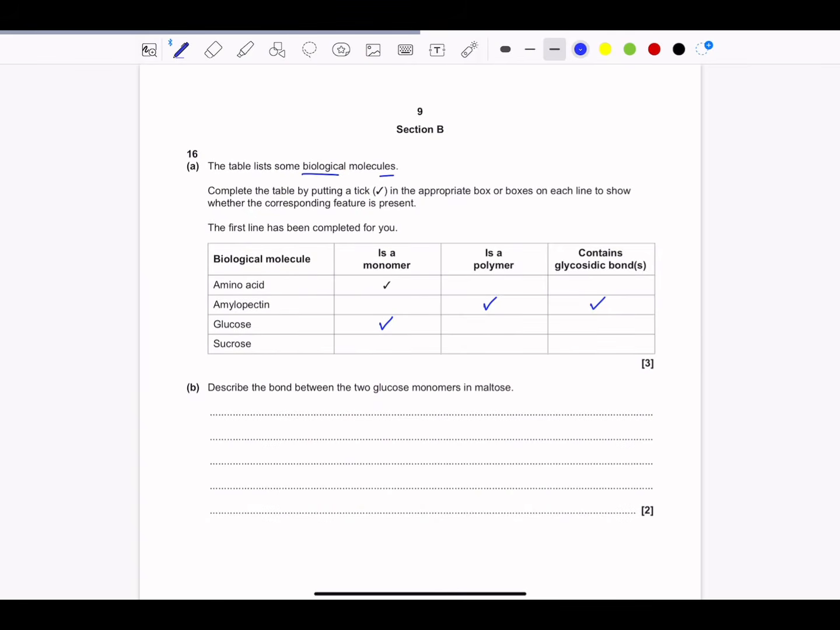Sucrose is a disaccharide made up of glucose and fructose monomers. So it's not a monomer because it's a disaccharide, not a polymer either because that implies more than 2 repeat units, but it does have glycosidic bonds.